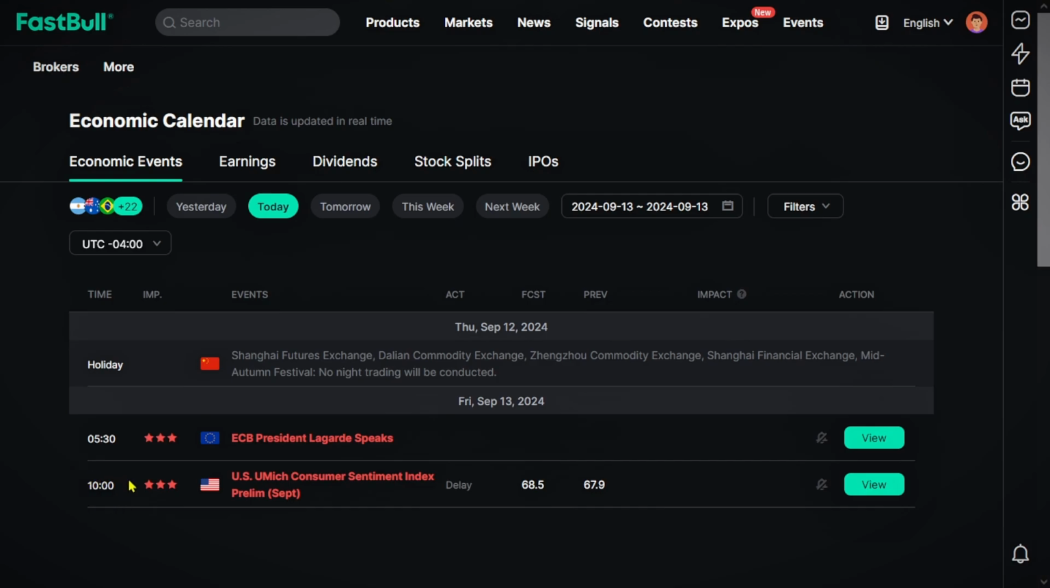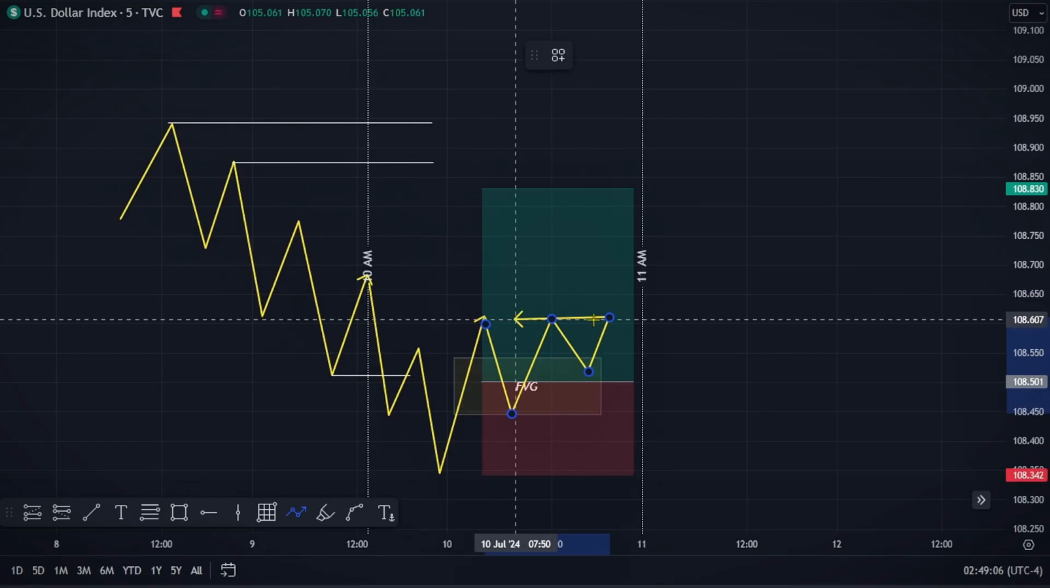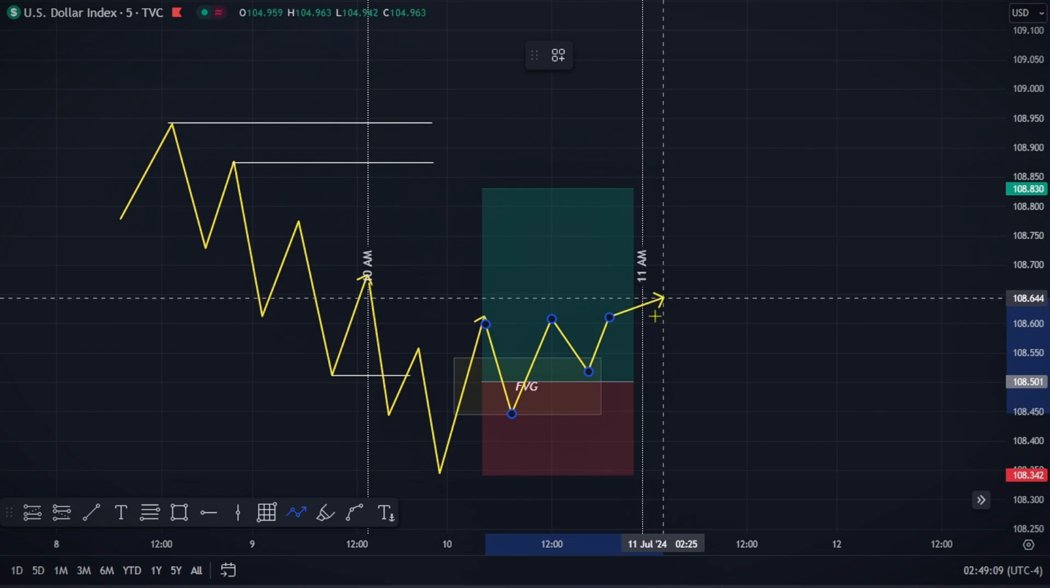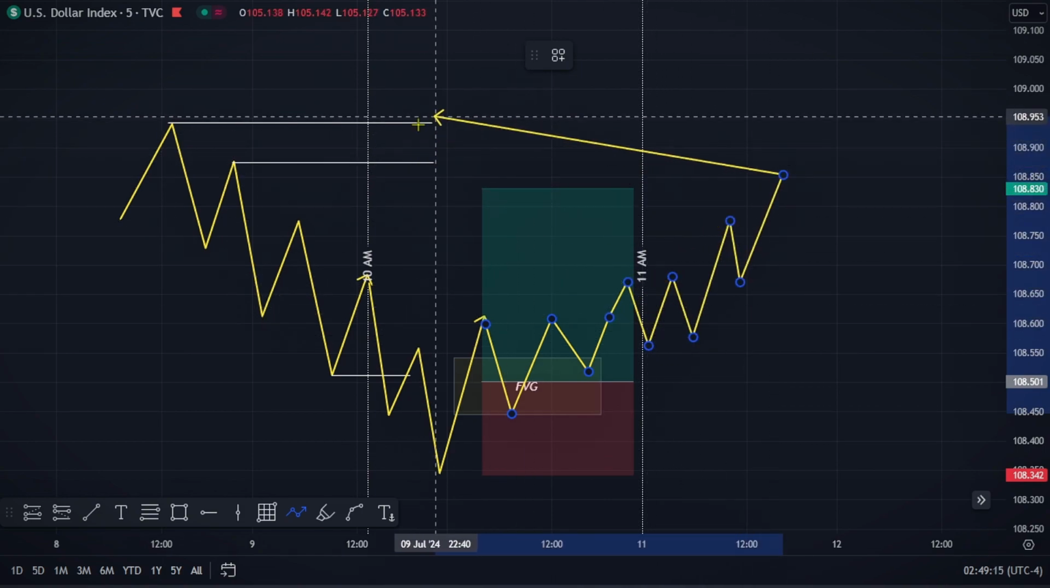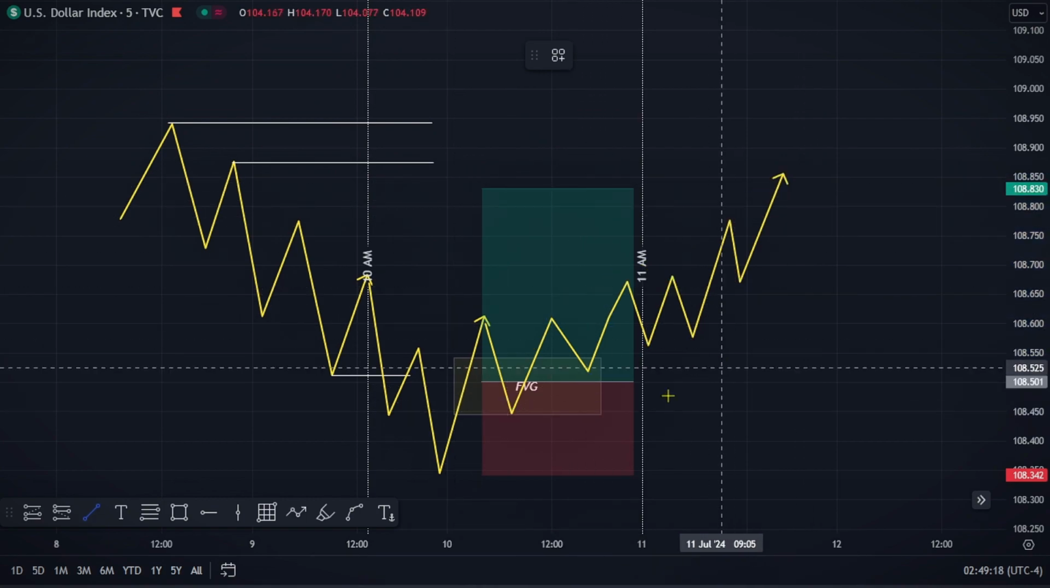This setup has the potential to occur daily, but it doesn't happen every day, so don't force trades. Wait for all conditions and confluences to align perfectly before taking a trade.